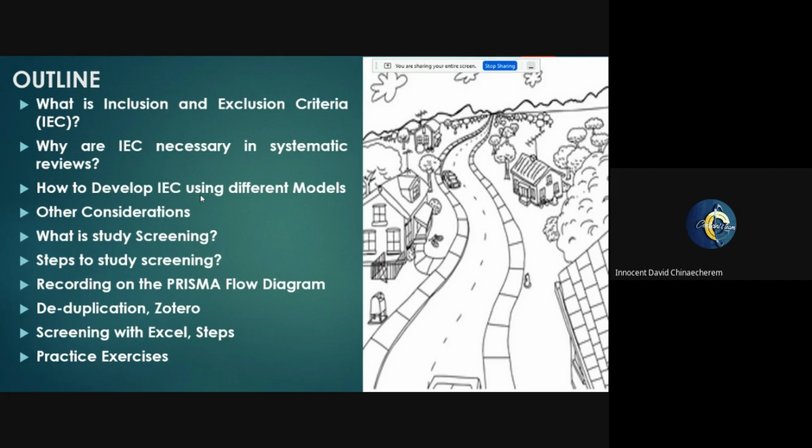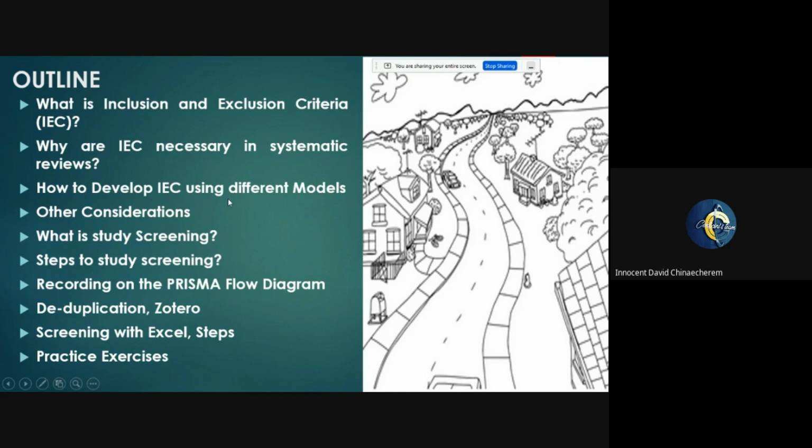If you want to know more about some of the models, we've talked about them in our previous videos, so you can go back to previous videos or scroll back and see some of the information we've had. Also, we'll talk about some of the other considerations that you can put in while you're formulating your inclusion and exclusion criteria. And we'll have a look at study screening.